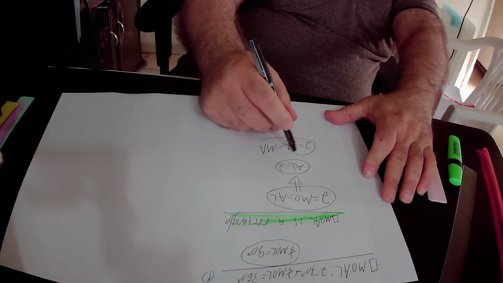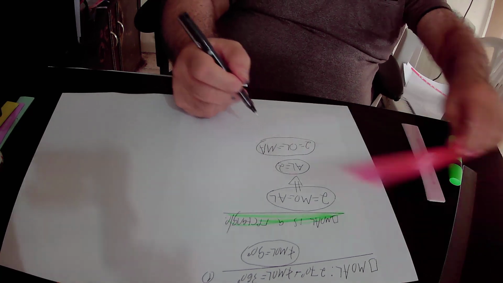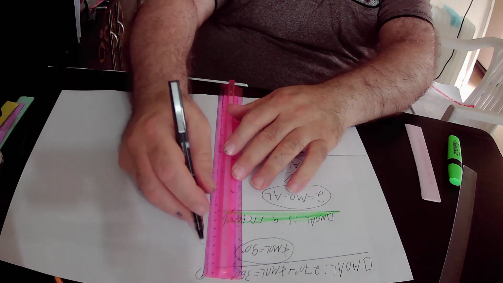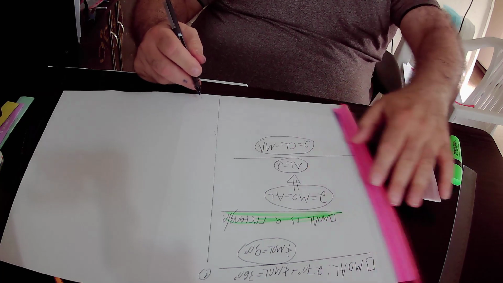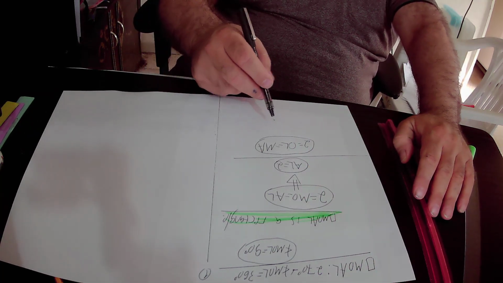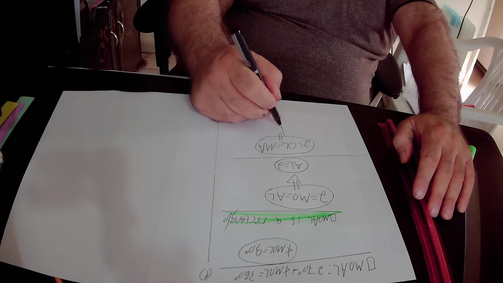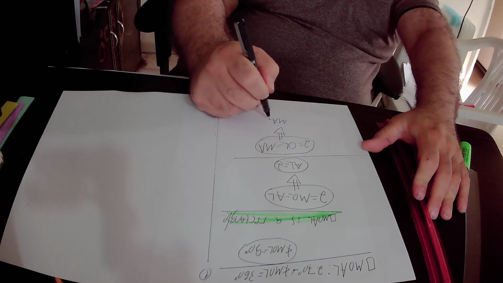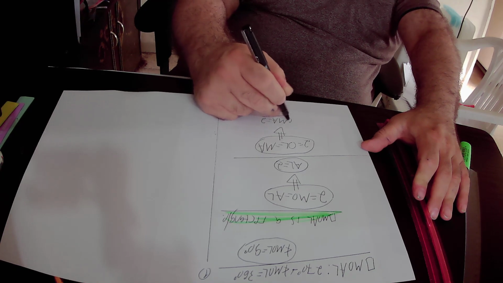And from this equation, OL equals MA, we will derive that MA also equals 2 units.